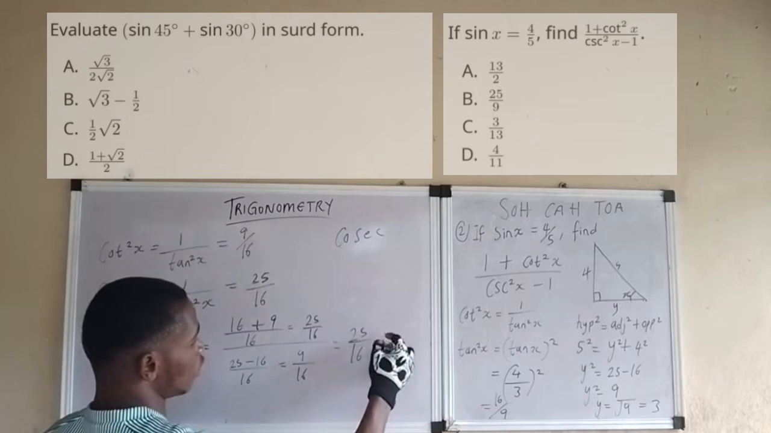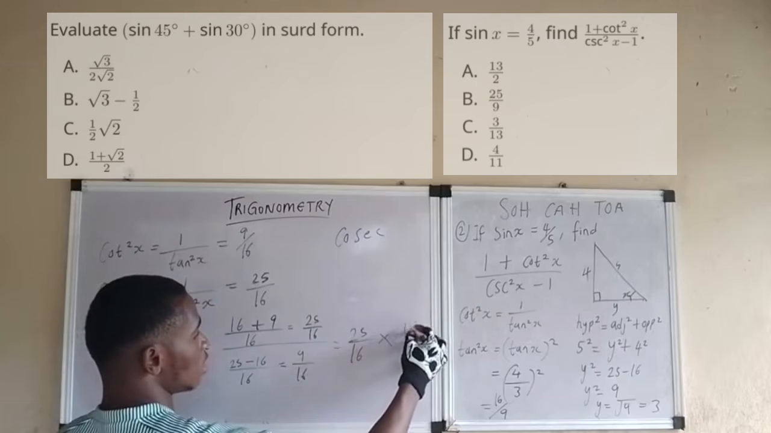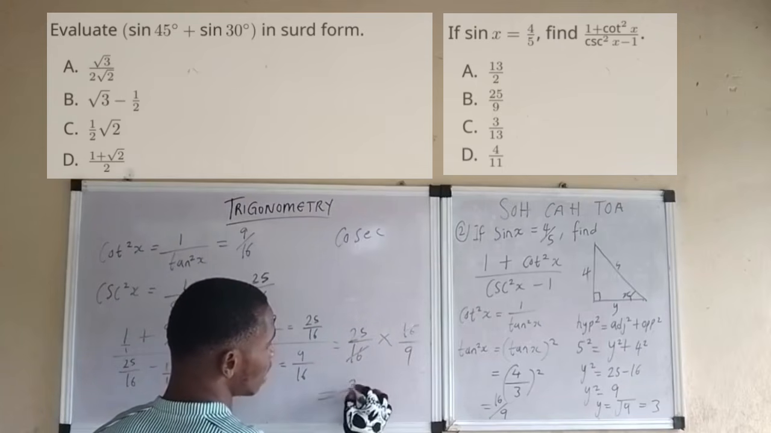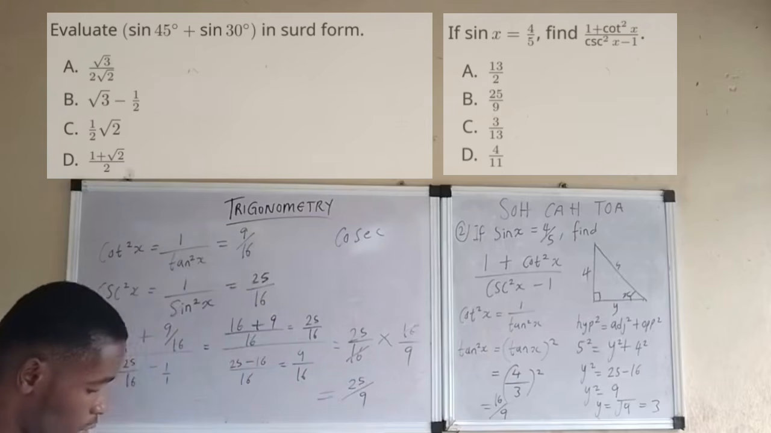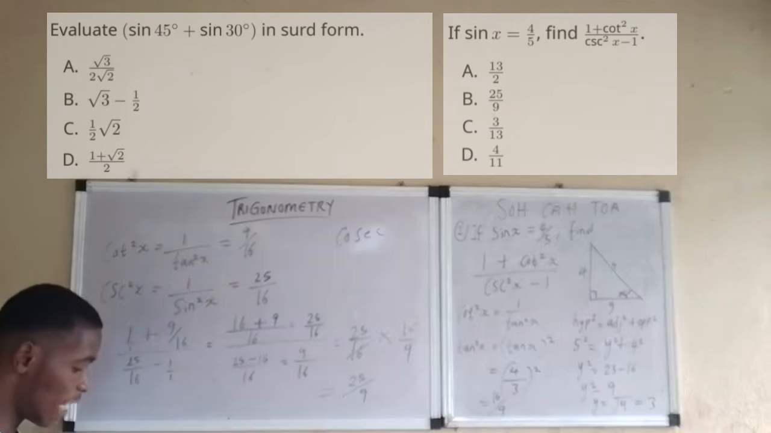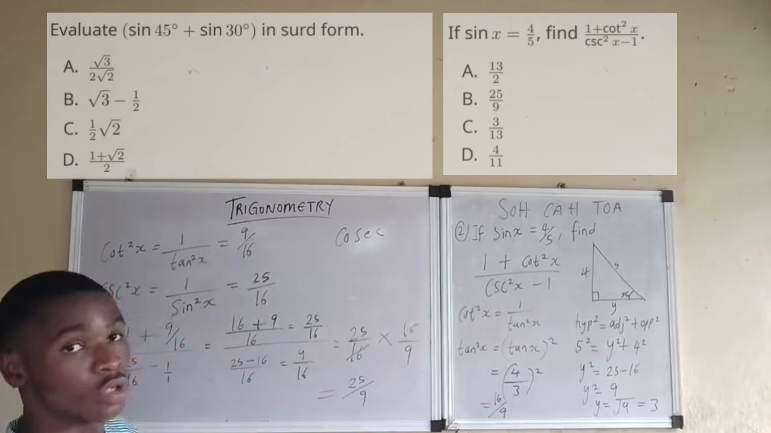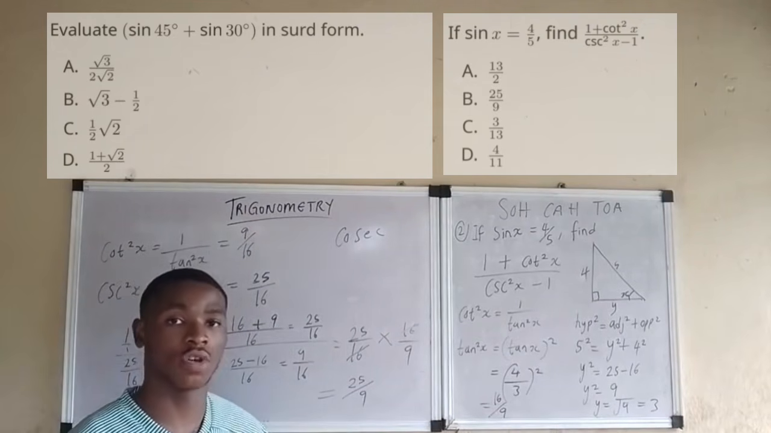But we are going to change that division to times. And it becomes 16 over 9. So our final answer is 25 over 9. Do you understand? So that is the final answer to this question, and the correct answer is option B. So this is how you simplify a question like this.